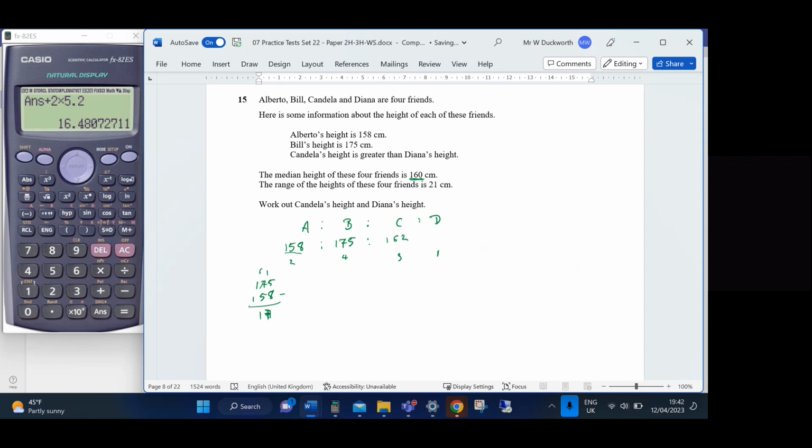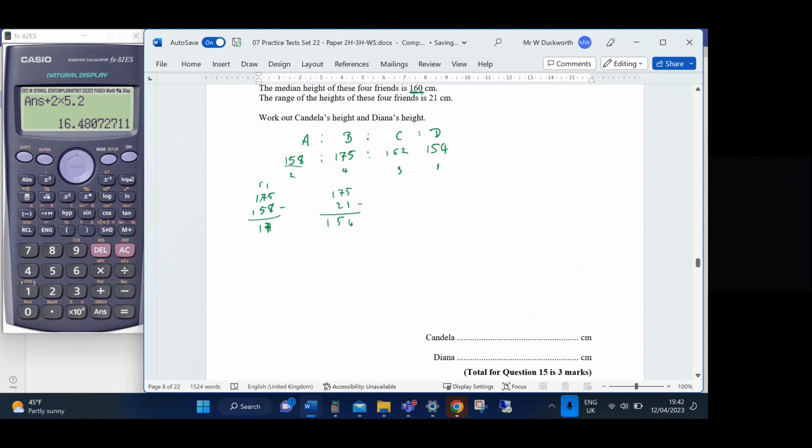And then to create a range of 21, D's height has got to be 175 minus 21. So it has got to be 154. Work out Candela's height and Diana's height. Candela's height must be 162, and Diana's height must be 154.